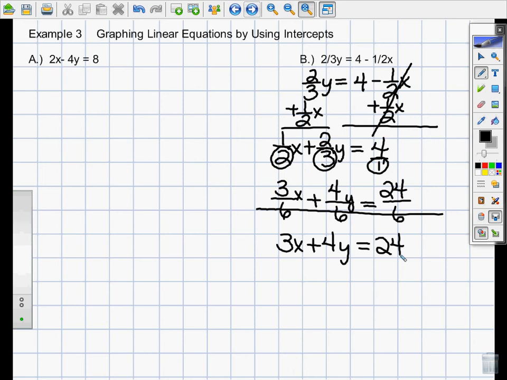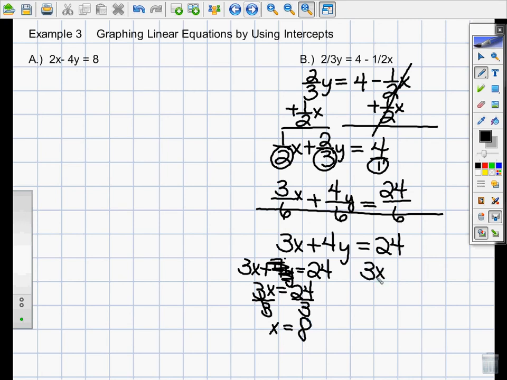We're going to do the cover-up method. So I'm going to write off to the side, rewrite my equation, and I'm going to look for the x-intercept. So if I'm looking for the x, I'm going to cover up the y. So what I have here is 3x equals 24, and I'm going to divide each side by 3. And so this time, my x-intercept is going to lie on positive 8. All right, that's going to be easy to graph, no problem there.